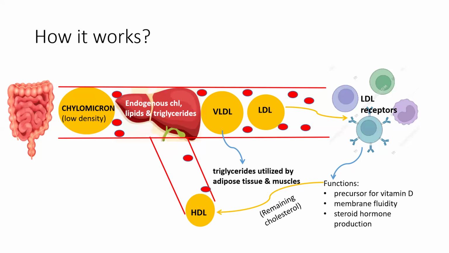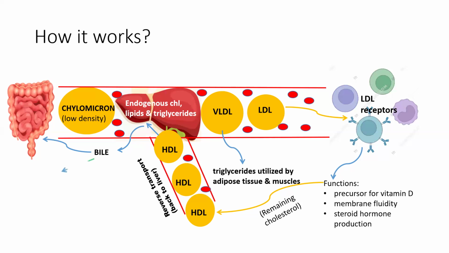Now, this HDL goes back to the bloodstream, and then it enters the liver again through reverse transport, so that bile is synthesized. This HDL goes back to the liver through the reverse transport mechanism and helps in the production of bile. This bile then goes back to the intestine and is utilized for various functions, that is, breakdown of fats.